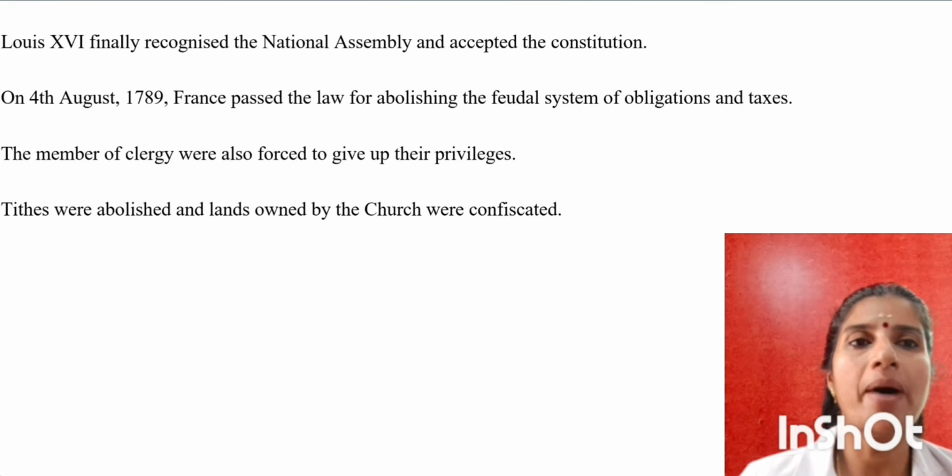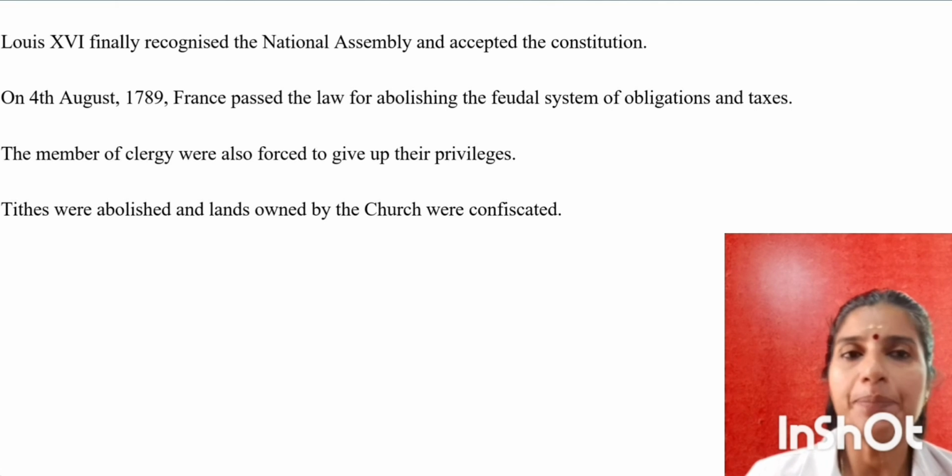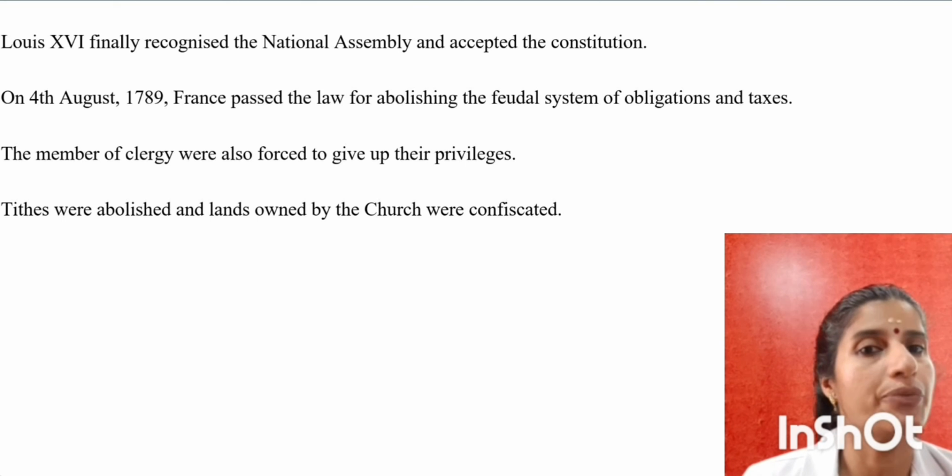Next, about the passing of the decree by the National Assembly on 4th August 1789. Let me ask one question. When did National Assembly form? It was formed on 28 June 1789. What was the oath taken by the National Assembly? They swore not to disperse till they had drafted a constitution for France that would limit the powers of the monarch.